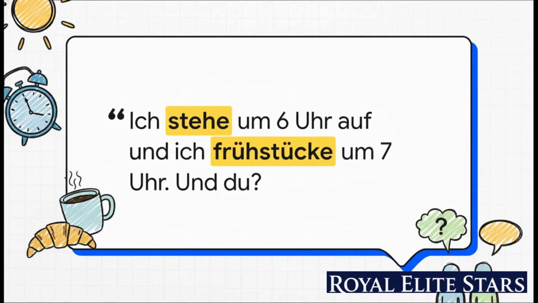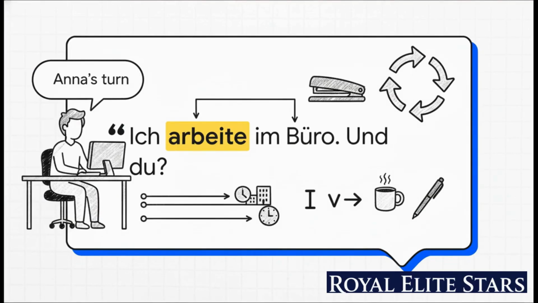And look at how Lucas responds. He uses the exact structure we just learned. Ich stehe auf und ich frühstücke. He's describing his life, and then, crucially, he keeps the ball rolling by asking, Und du? And you? Now it's Anna's turn. A simple, functional sentence. Ich arbeite im Büro. I work in an office. Subject, verb in position 2, then the details. She demonstrates the structure perfectly and again passes the conversation right back.